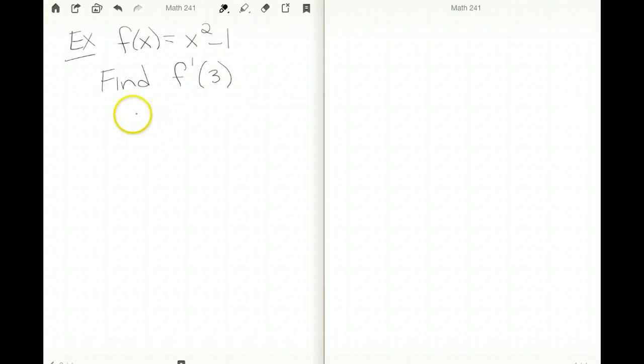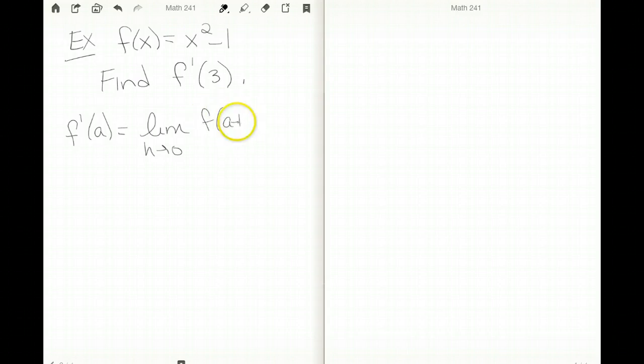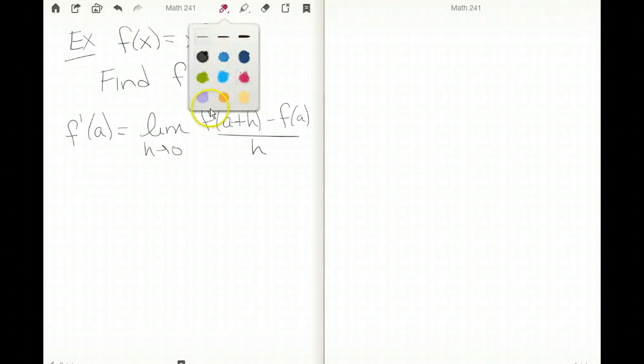Okay. Well, we have some options. If we want to find f prime at 3, I know what f prime at a is by definition, right? It's the limit as h approaches 0 of f of a plus h minus f of a all over h. And in this case, I'm looking for when a is 3, right? So I could replace all of these a's with a 3. Right, so 3 here, and 3 here.